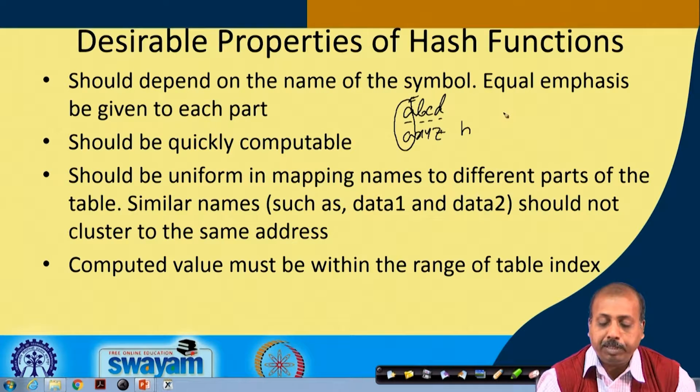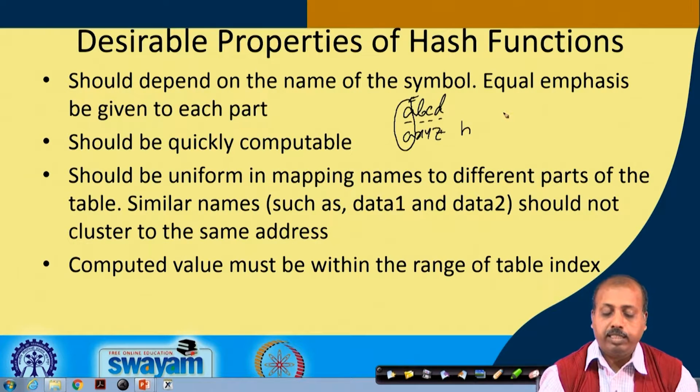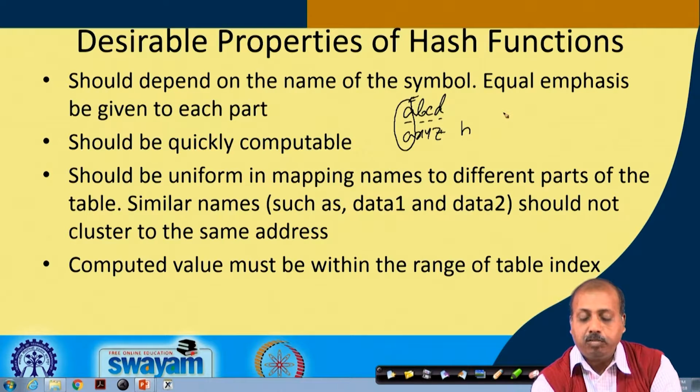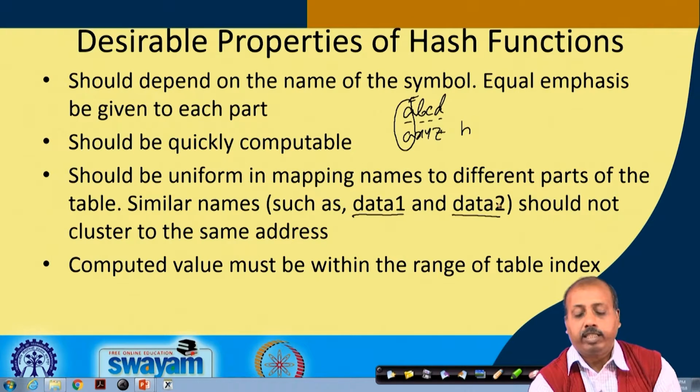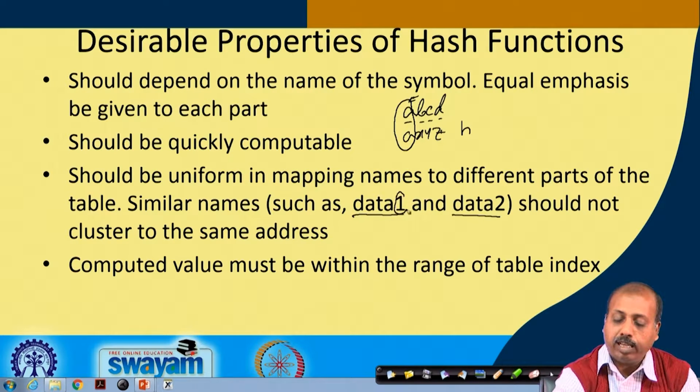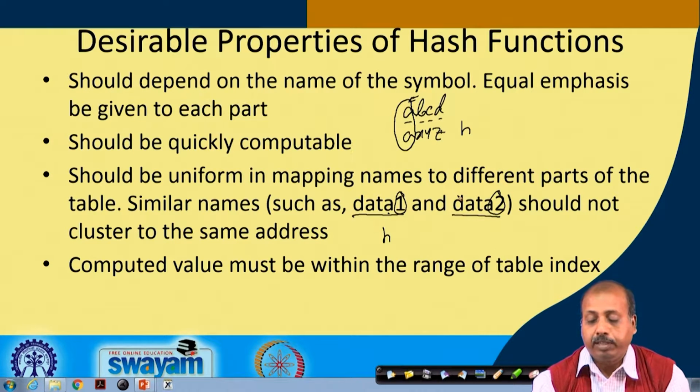It should be uniform in mapping names to different parts of the table. Similar names should not cluster to the same address. As an example, we have two identifiers, data1 and data2. In these two identifiers, only the last character is different. So, the hash function h should be such that data1 and data2 are mapped to different locations. They should not be mapped to the same location.